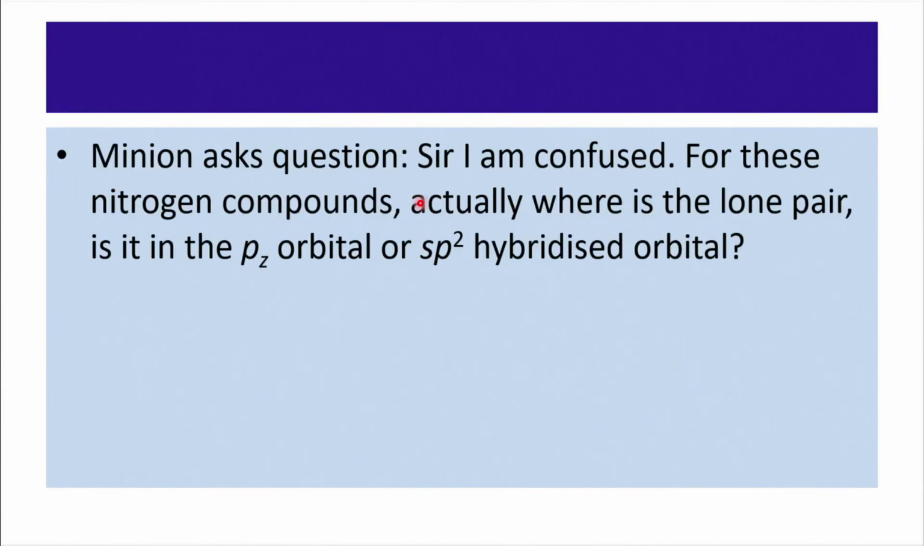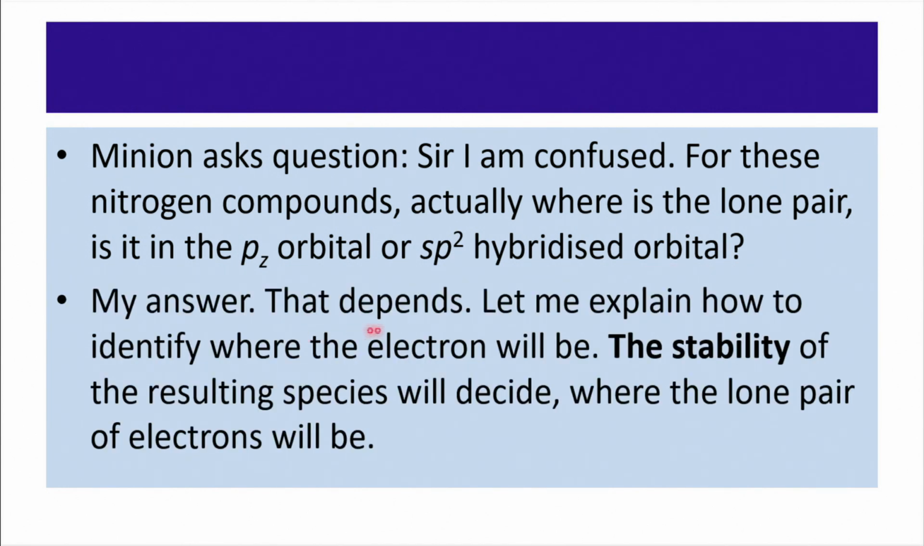So the students ask the question: sir, I am confused. For these nitrogen compounds, where is the lone pair? Is it in the pz orbital or the sp2 hybridized orbital? The answer is, it depends. Let me explain how to identify where the electron will be. The stability of the resulting species will decide where the lone pair of electrons is going to be.